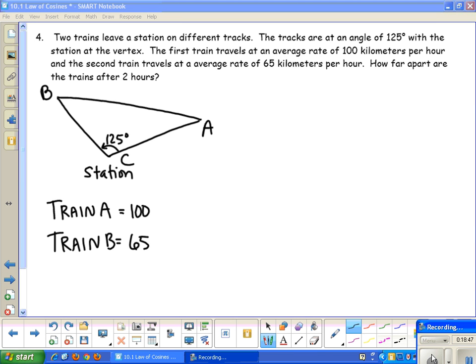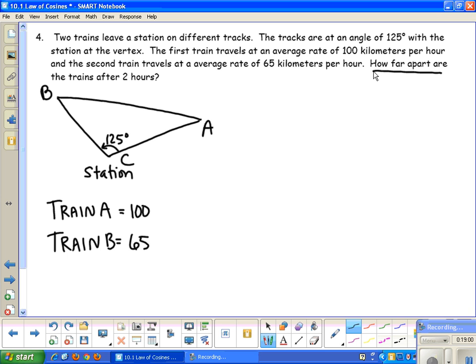So here's our picture so far. We have our station, and it says the 2 trains leave the station on different tracks, and they make an angle of 125 degrees with the station at the vertex. So that's why this picture looks like this. Then we want to figure out how far apart the 2 trains are after 2 hours. We're given that train A is traveling at a rate of 100 kilometers per hour and train B is traveling at a rate of 65 kilometers per hour. So if we want to find how far apart they are after 2 hours, we need to multiply each of these by 2 to figure out the distance that they have traveled. So this would be 200 kilometers and 130 kilometers after 2 hours.